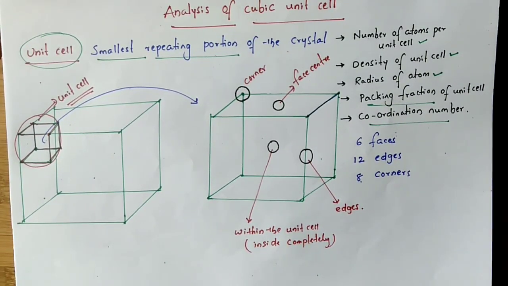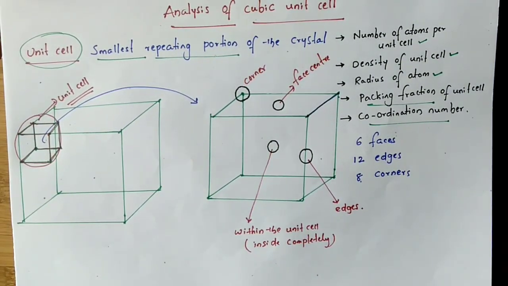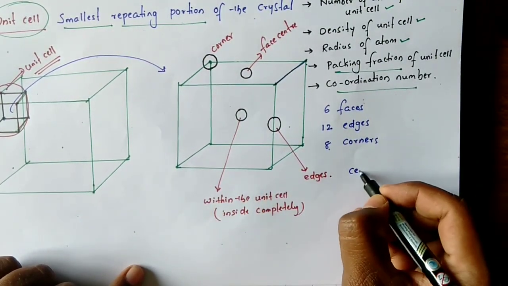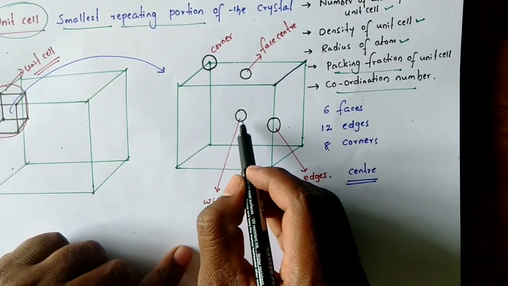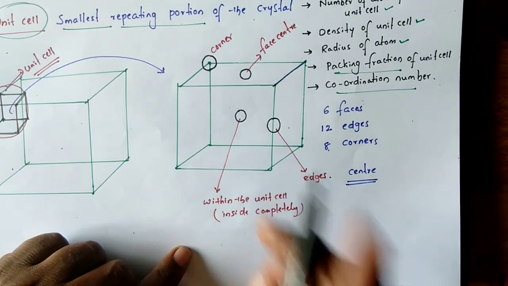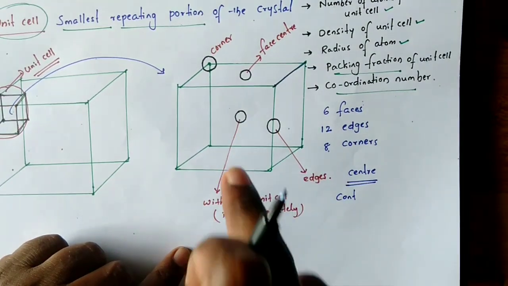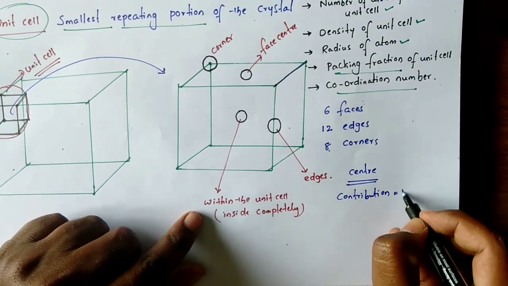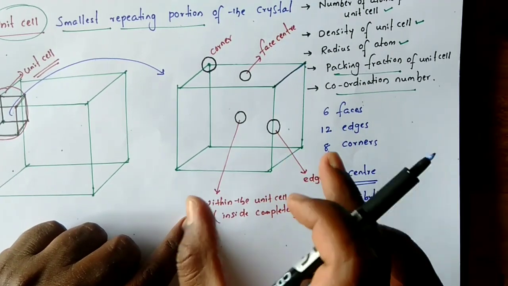And what is the contribution of these atoms to this unit cell? This is very, very important. If you learn this perfectly, everything will be clear to you. The atom present at the exact center of the unit cell has a contribution to this unit cell of 1, because that atom belongs completely to this unit cell only.